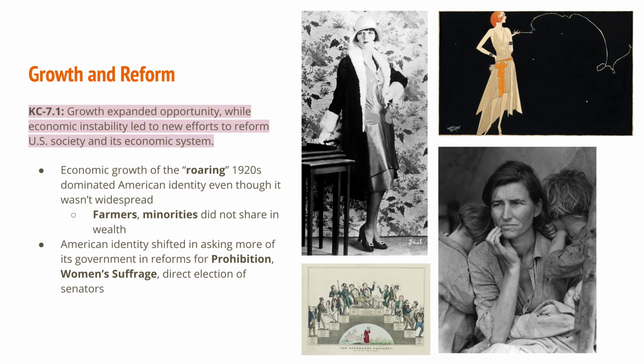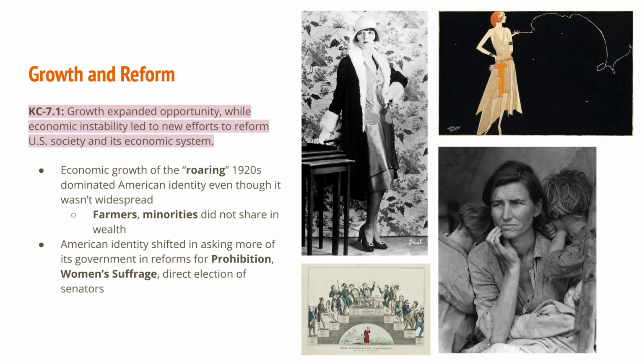And we're starting with growth and reform. So growth expanded opportunity while economic instability led to new efforts to reform US society and its economic system. So the economic growth of the roaring 1920s dominated the American identity, even though most people were not experiencing that economic expansion. Farmers and minorities did not share that same expansion in wealth and prosperity. But we still look back on this period as a time of wealth and fashion and spending money and flappers.